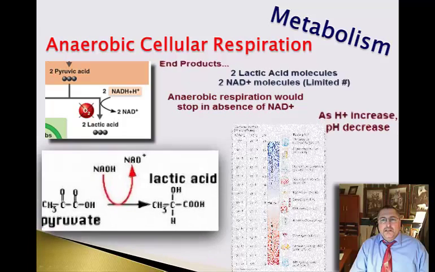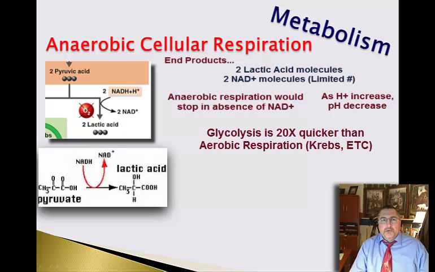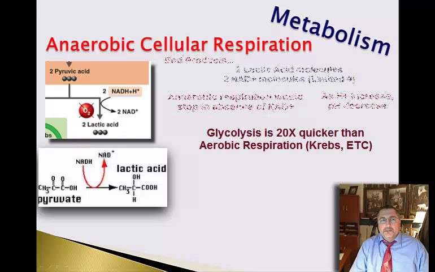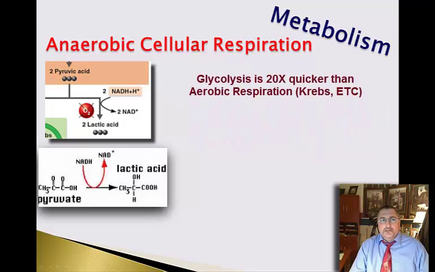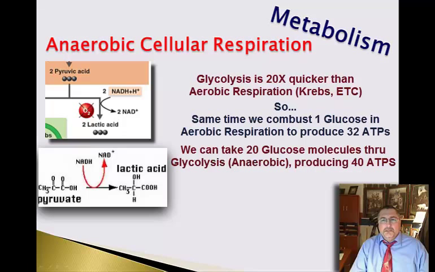Now, the reality is glycolysis is an anaerobic cellular respiration process, and it is actually about 20 times quicker than aerobic cellular respiration. Aerobic cellular respiration would be when we took a glucose molecule through glycolysis, the Krebs cycle, and the electron transport chain. Aerobically, we can combust a glucose molecule and generate 32 ATPs. Anaerobically, we generate 2 ATPs per glucose, but we do it 20 times quicker. This means I can generate 40 ATPs anaerobically in the same amount of time I generate 32 ATPs aerobically.